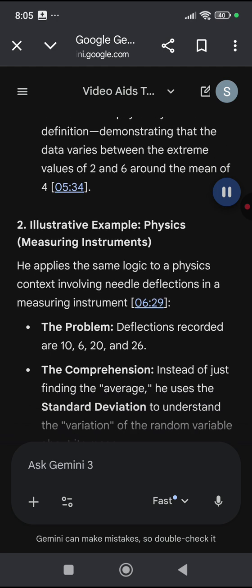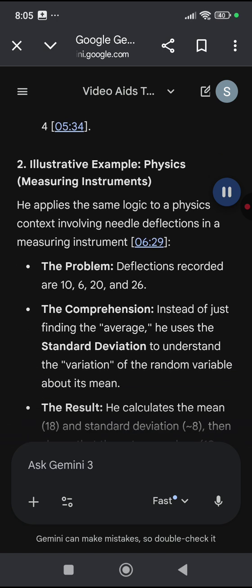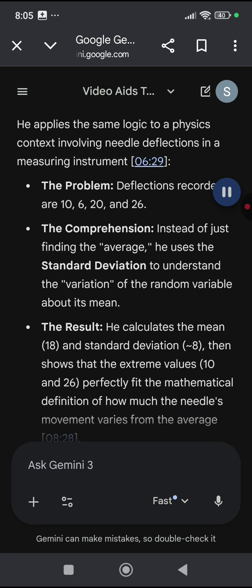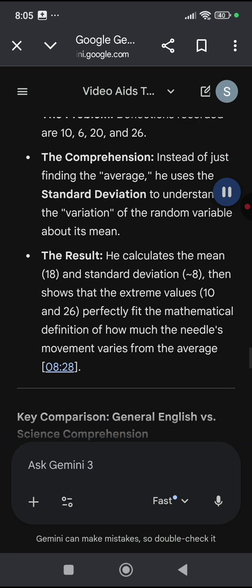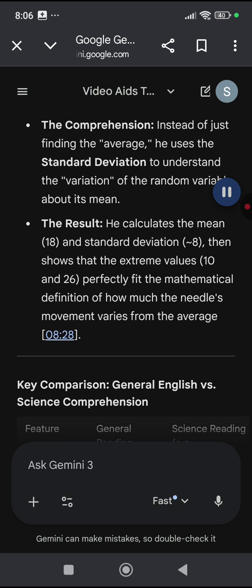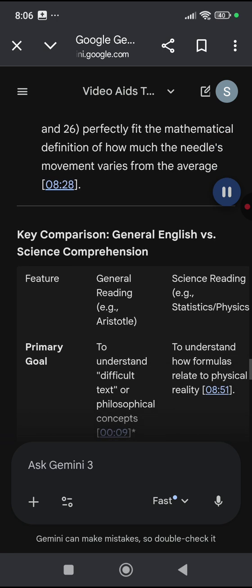2. Illustrative example: physics, measuring instruments. He applies the same logic to a physics context involving needle deflections in a measuring instrument. The problem: deflections recorded at 10, 6, 20, and 26. The comprehension: instead of just finding the average, he uses the standard deviation to understand the variation of the random variable about its mean. The result: he calculates the mean, 18, and standard deviation, approximately 8, then shows that the extreme values, 10 and 26, perfectly fit the mathematical definition of how much the needle's movement varies from the average.